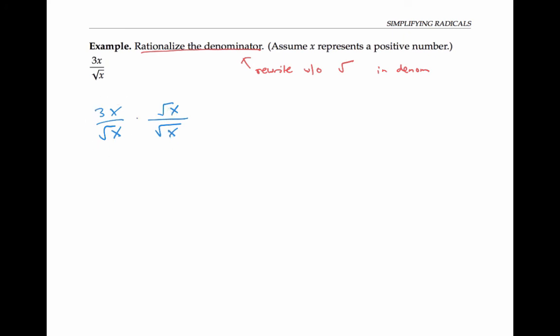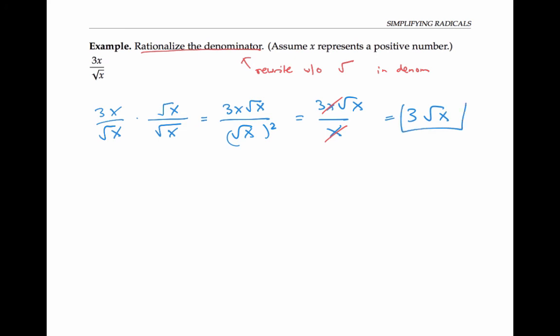Now if I just multiply together numerators, 3x square root of x, and multiply denominators, square root of x times square root of x is the square root of x squared, and the square root of x squared is just x. Now I can cancel my x's from the numerator and denominator, and my final answer is 3 times the square root of x. I rationalized my denominator, and in the process got a nicer looking expression.